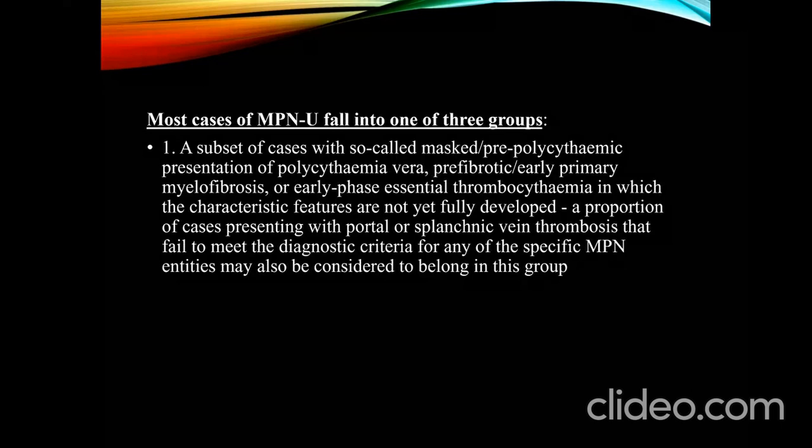So most cases of MPN unclassifiable fall into one of three groups. The first group is a subset of cases with so-called masked or pre-polycythemic presentation of polycythemia vera, pre-fibrotic or early primary myelofibrosis, or early phase essential thrombocythemia, in which the characteristic features are not yet fully developed. A proportion of cases presenting with portal or splanchnic vein thrombosis that fail to meet the diagnostic criteria for any of the specific MPN may be considered to belong in this group.